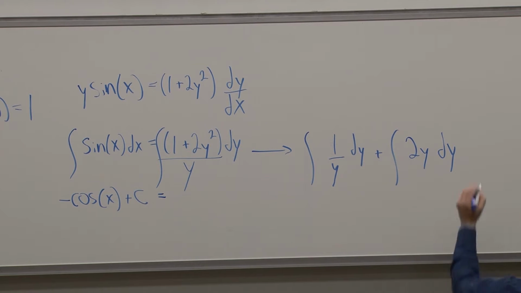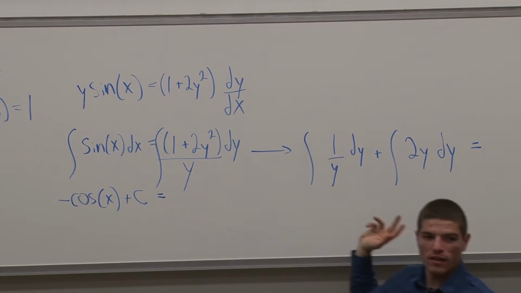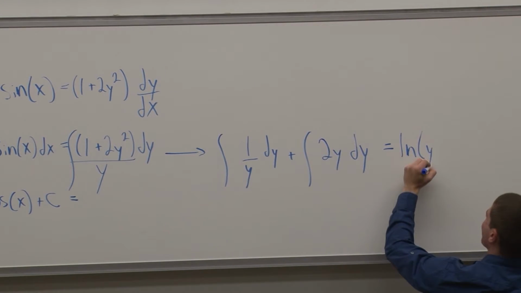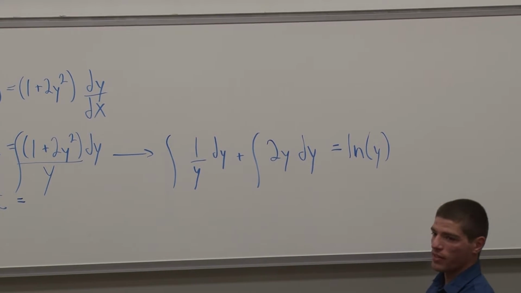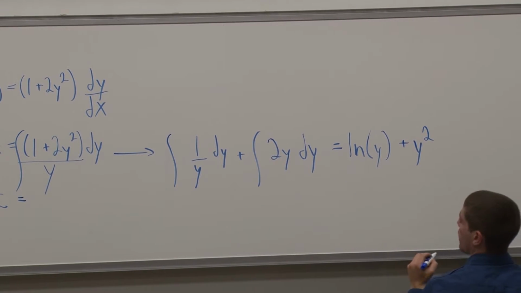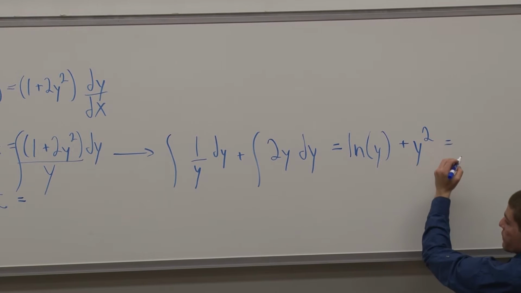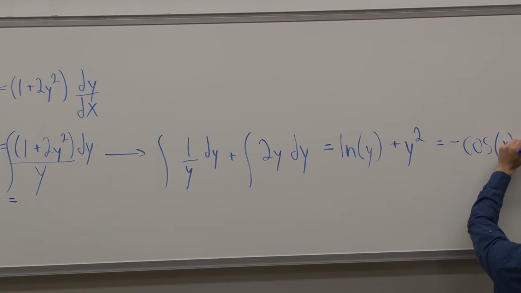So now this is going to equal, so the integral of 1 over y dy is going to be what? I didn't hear anybody say it, but natural log. So good, natural log. So you have natural log of y. Now the second part, really easy, just 2y, the integral of that is just going to be y squared. So plus y squared. And that's going to be the right side. So we're going to make this equal to the left side, which is negative cosine of x plus c.